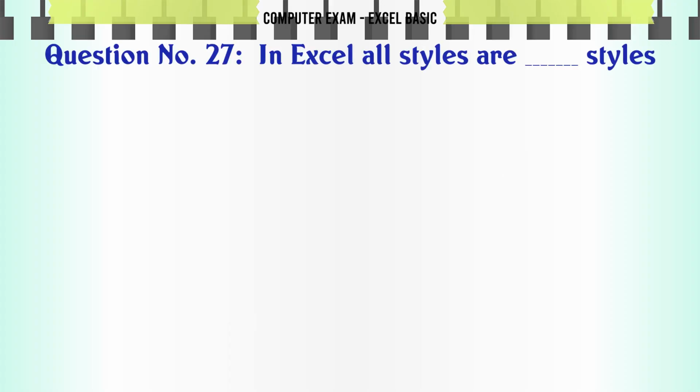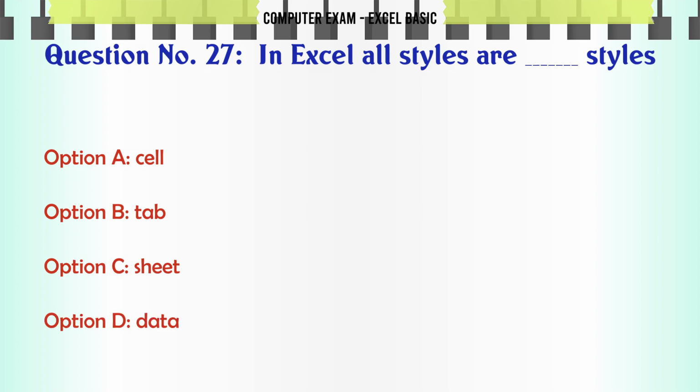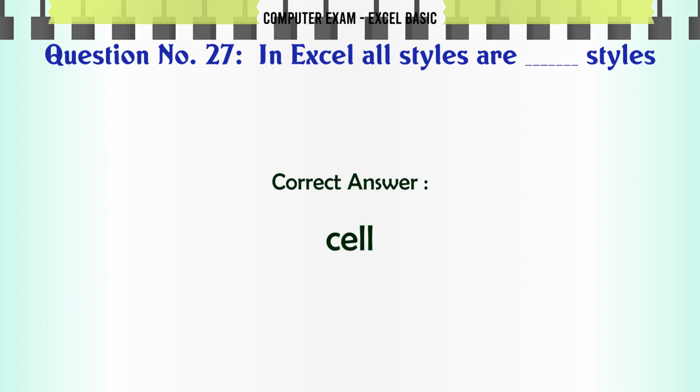In Excel, all styles are dash styles. A. Cell, B. Tab, C. Sheet, D. Data. The correct answer is cell.